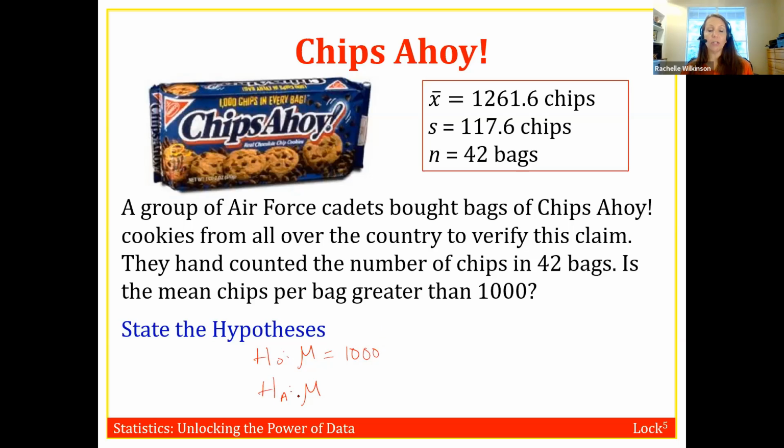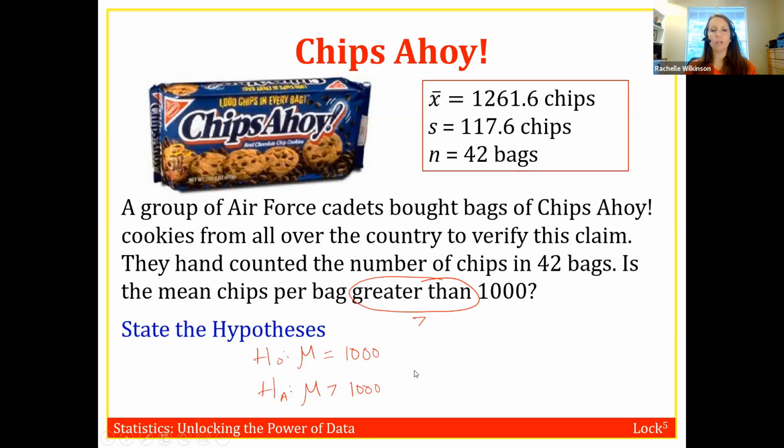All right, now my alternative hypothesis is also going to have 1,000 as the number in it, but should I use greater than, less than, or not equal to here? Yeah, greater than, because the keywords up here say greater than. So the null hypothesis is mu equals 1,000, and the alternative is mu greater than 1,000. So this is a one-sided test.